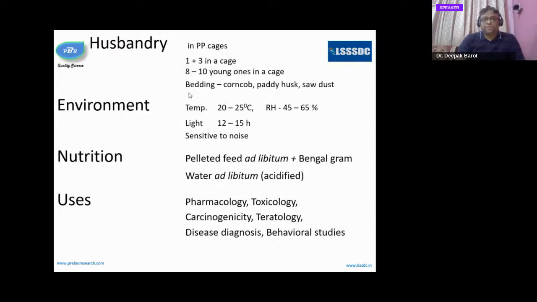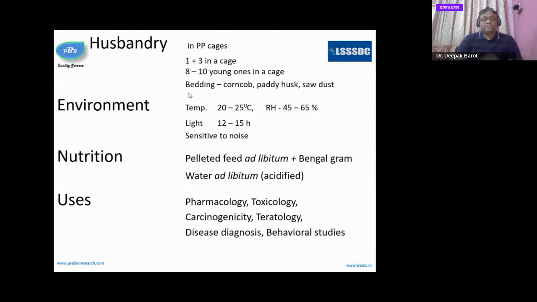So from an animal husbandry point of view, you can keep them in polypropylene cages. In each cage, you can keep 1 to 3. Small cages are there. Later on, we'll see some pictures of those cages. But you can keep 1 to 3 mice in a cage. You can keep more, but they're coprophagic in nature. So sometimes they can eat each other. So that's why it's better to keep them just 1 to 3 in a small mouse cage. And if they are too young, they're just born, then 8 to 10 young ones can be kept in a single cage. And the bedding material we use is corn cob, paddy husk, sawdust, wooden chips, paper dust, paper shreddings. All these things can be used as bedding material in your cage for the mice.